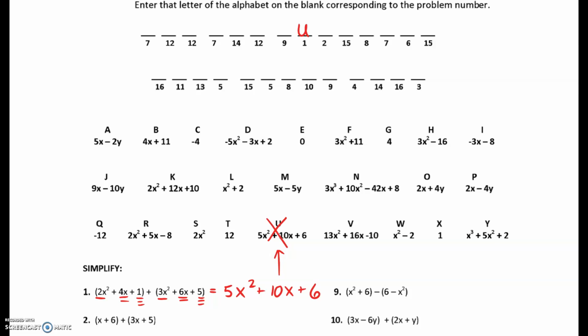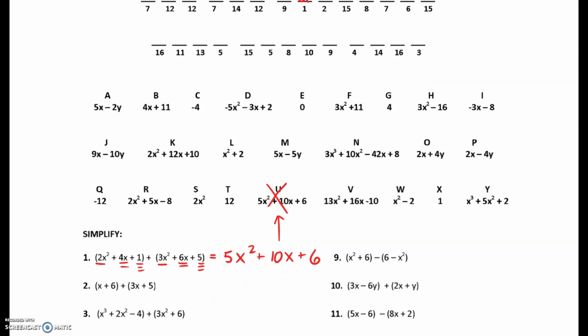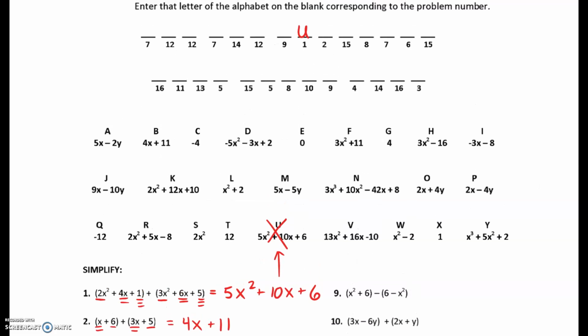If you look at number 2, you have x plus 6 plus 3x plus 5. Again, it's an addition problem, so we add our x values. 3x plus 1x is 4x, and 6 plus 5 would give us 11. You should notice that 4x plus 11 is found under letter B. So anywhere you see a number 2, you are going to fill in the letter B.